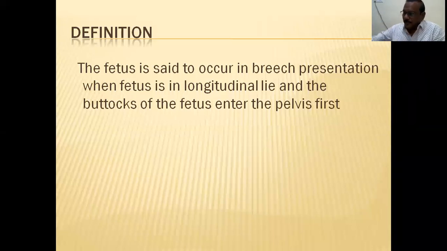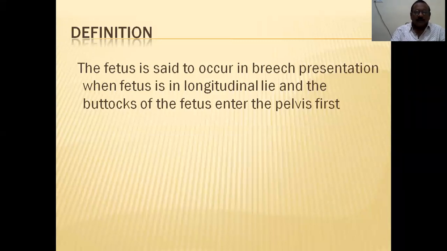The denominator means a bony point in the presenting part. In cephalic presentation, occiput is the denominator. In breech presentation, the sacrum is the denominator. Depending on the position of the sacrum: left sacroanterior, right sacroanterior, left sacroposterior, and right sacroposterior. These are the four positions that the fetus can occupy in breech presentation.